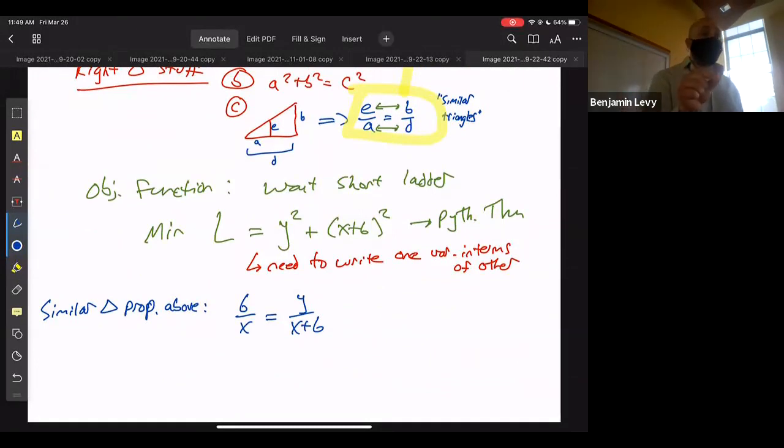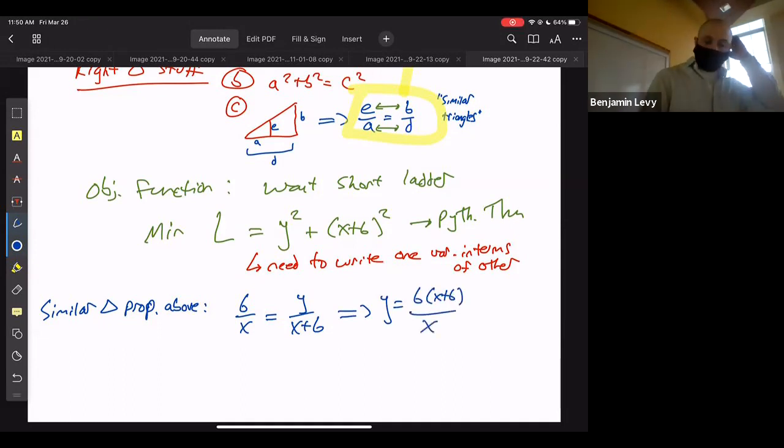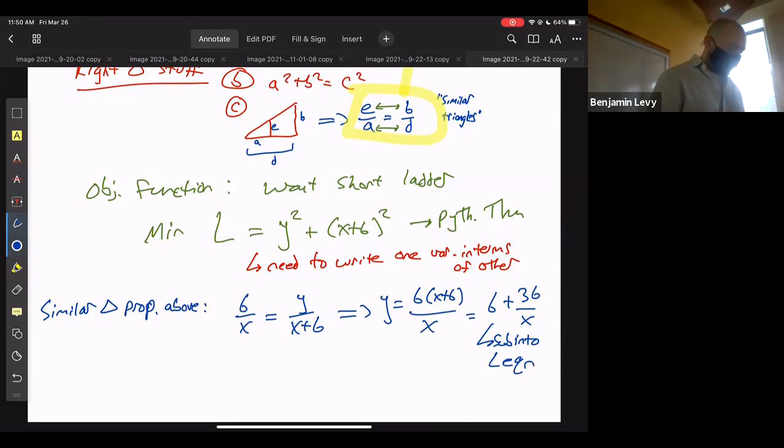Right? We can solve for Y in terms of X or vice versa. In other words, you could multiply by X plus 6 and get Y equals 6 times X plus 6 over X, which is 6 plus 36 over X. And so you can sub into the L equation. Right, this thing is going to go into the Y.